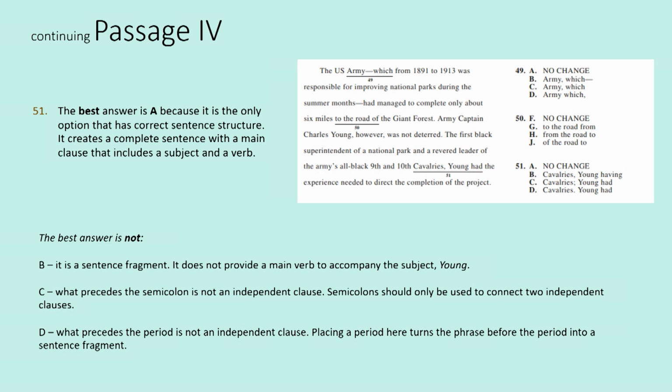The best answer is not B. It is a sentence fragment. It does not provide a main verb to accompany the subject young. In answer choice C, what precedes the semicolon is not an independent clause. Again, semicolons should only be used to connect two independent clauses. The best answer is not D because what precedes the period is not an independent clause. Placing a period here turns the phrase before the period into a sentence fragment.